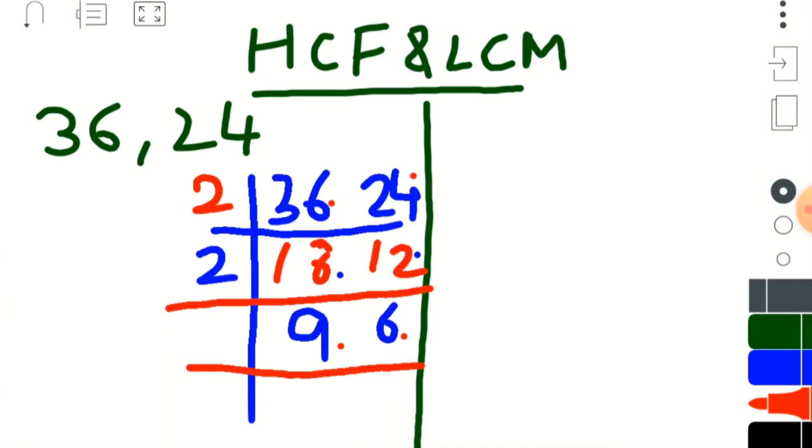So the next table is 3. It goes in the table of 3. 3 3s are 9 and 3 2s are 6. Now we will stop the calculation here. Now we will find the HCF and LCM.